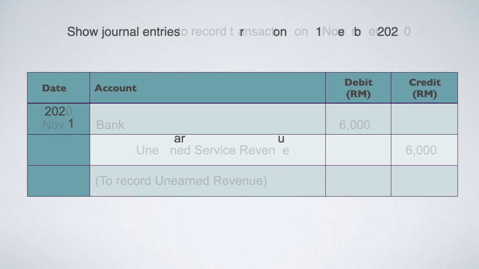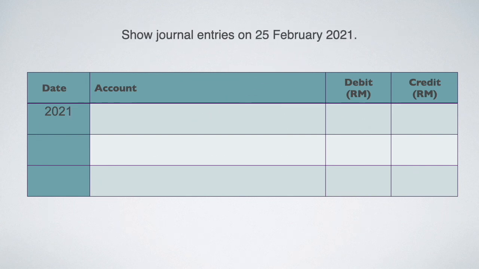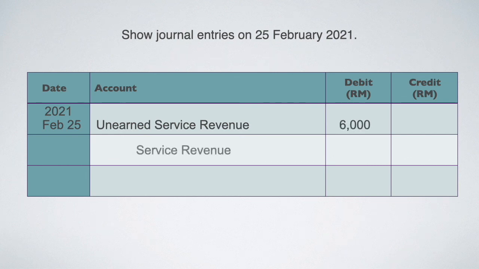And then later, bila you already perform the service, okay, pada February 25th, you will reduce the unearned service revenue, which is the liability account. Well, liability will decrease dekat debit. So, 6,000. And then, masa ni barulah recognize service revenue. As you hoping that you still remember the revenue recognition during your topic 2, we will recognize revenue when the service rendered. Okay, so you buat catatan. So this is the unearned revenue punya example.